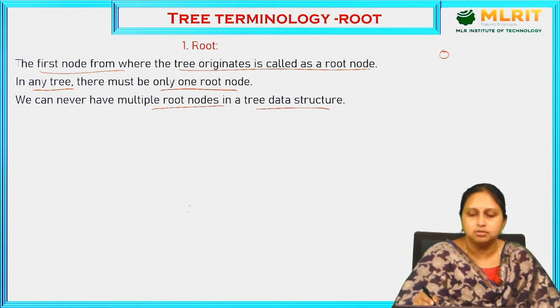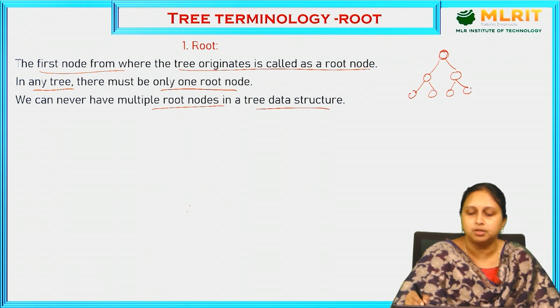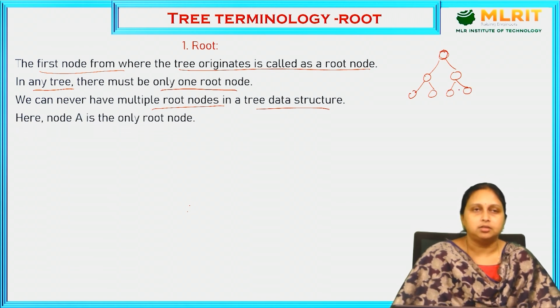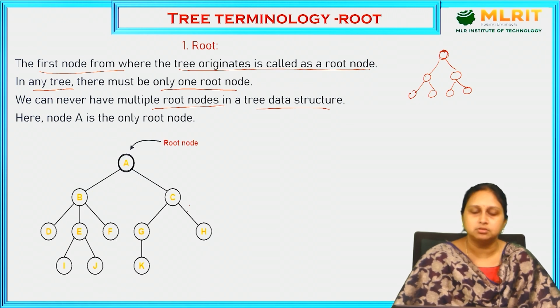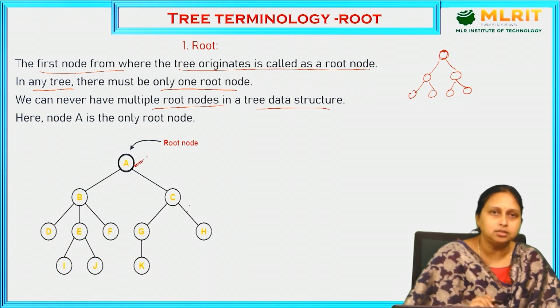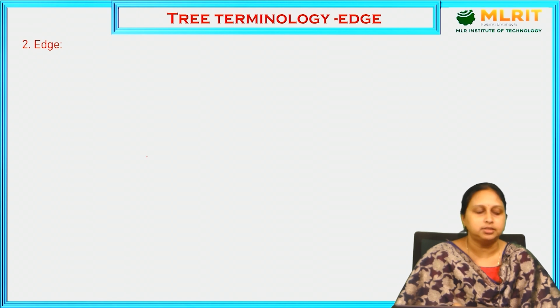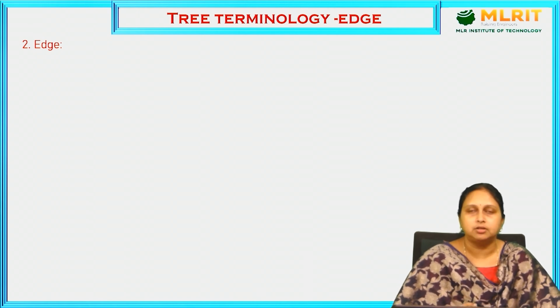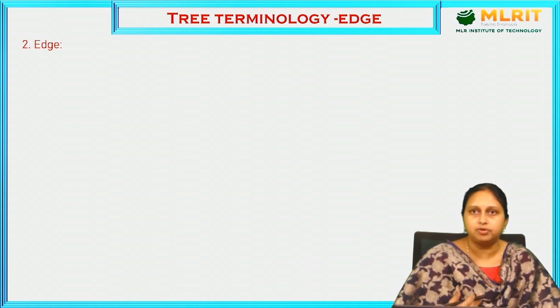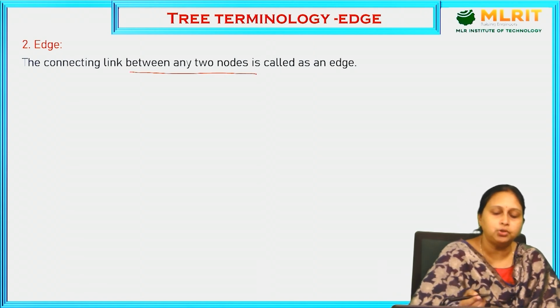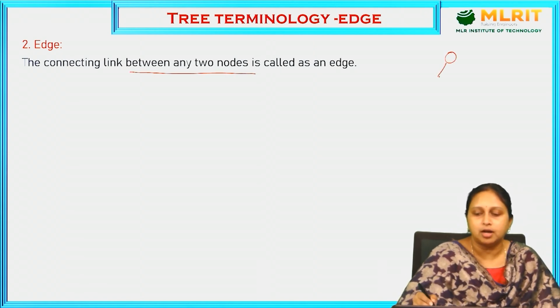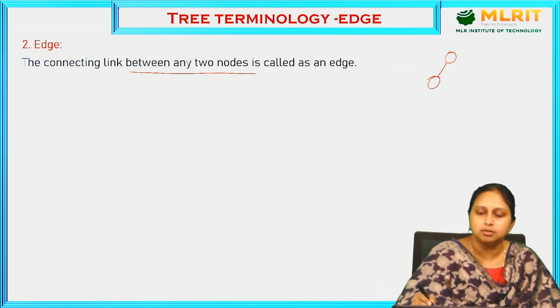As we have seen, this is the only root node. From here, you may have children, and from those nodes you can have further children. For example, in this diagram, A is representing the root node. Right. Next, what is an edge? Next, we are seeing each and every terminology with an example. An edge is nothing but a connecting link between any two nodes. If I connect any two nodes, this is nothing but an edge.